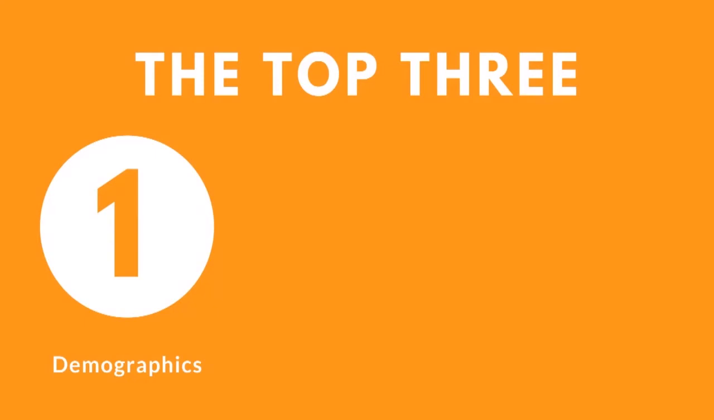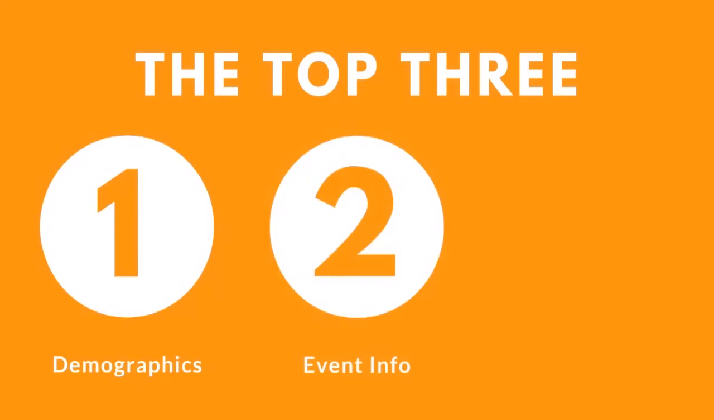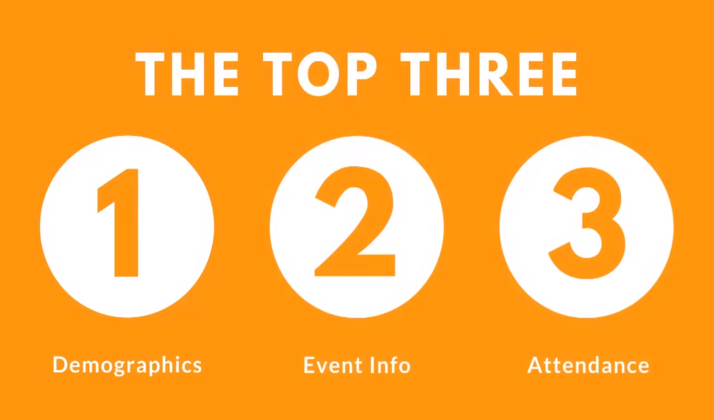So what were the other answers? Well, of course, number 1 was demographics. Number 2 was event information. And then number 3 was your attendance numbers. So all 3 of these are the top 3 pieces of information, and all of these will be included, like I said, in the introduction deck.